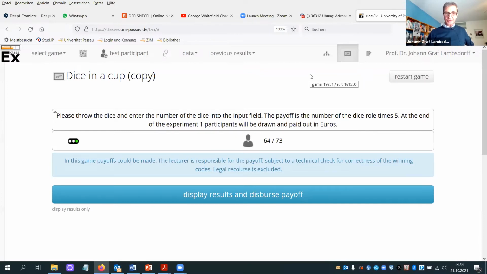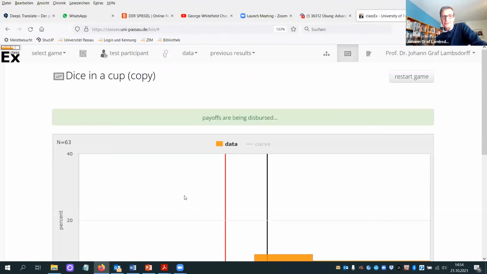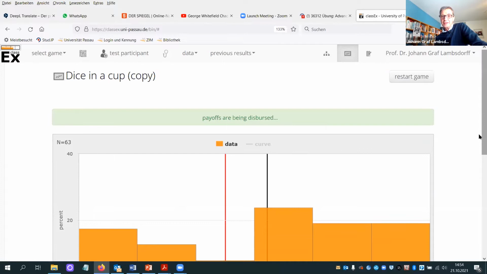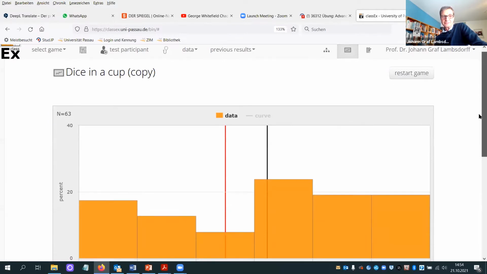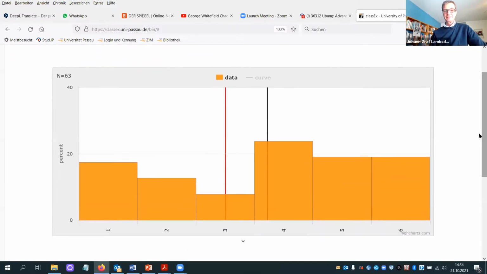Okay, here we go. Now I will display the results, and at that time I will also pick the winner. The computer will pick the winner and disperse the payoff. So let's see what it looks like. Here we go. And the winner will just be informed and will have obtained the winning code. So congratulations on the win.